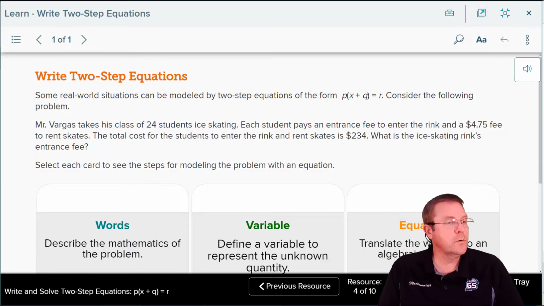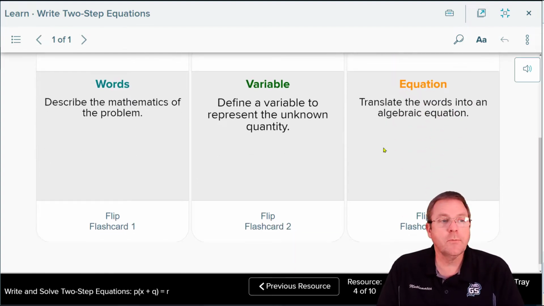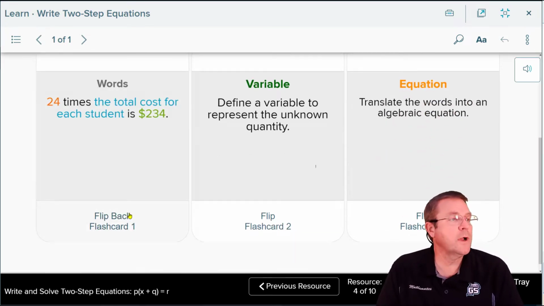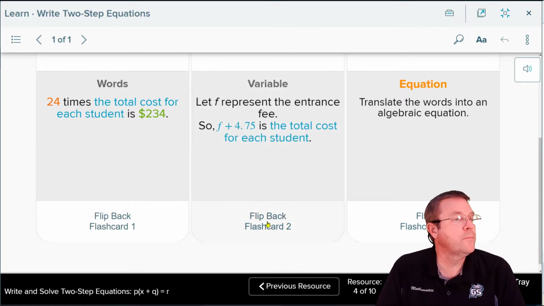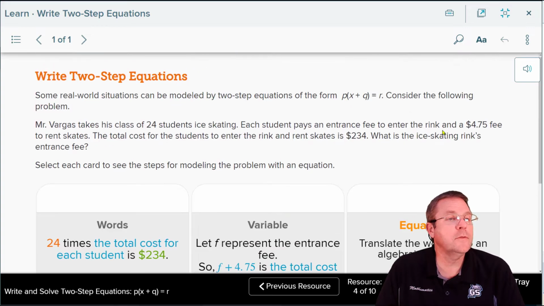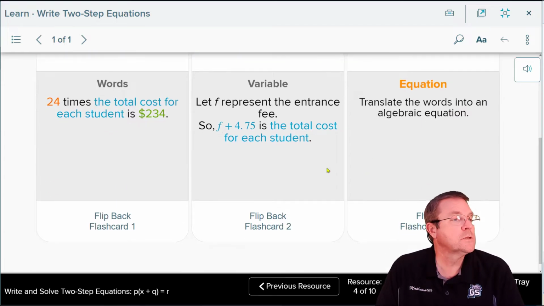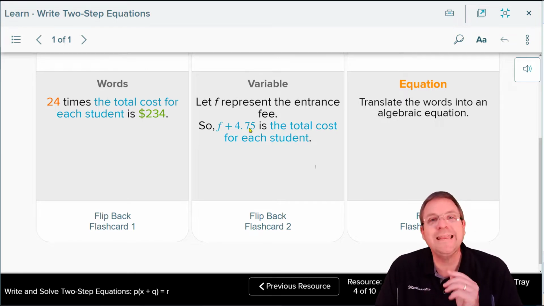Now we're going to select some cards and figure out how to work this. Just like when we've done these before, we're going to start off by describing our problem in words. In words, we know that 24, because it's 24 students, times the total cost of each student is going to equal $234. And then we're going to define our variable. Our variable is going to be f, and we're going to let f represent the entrance fee. And we also have that $4.75 that we saw right here, which was what they paid to rent skates. So f for the entrance fee plus the $4.75 is what each student is going to pay.